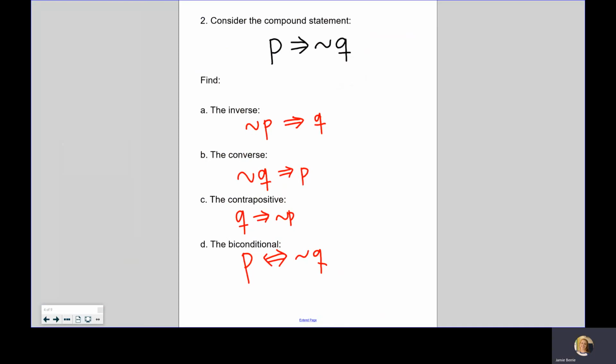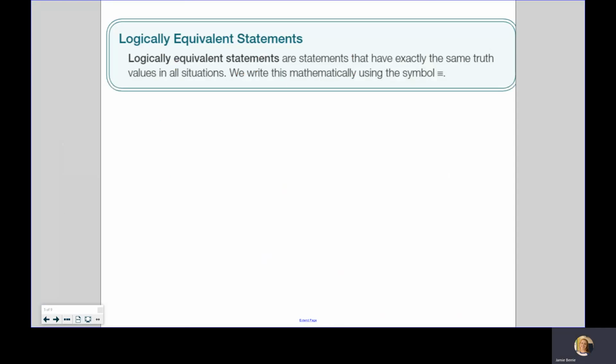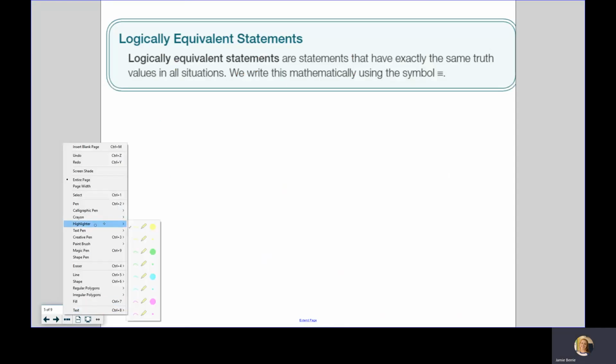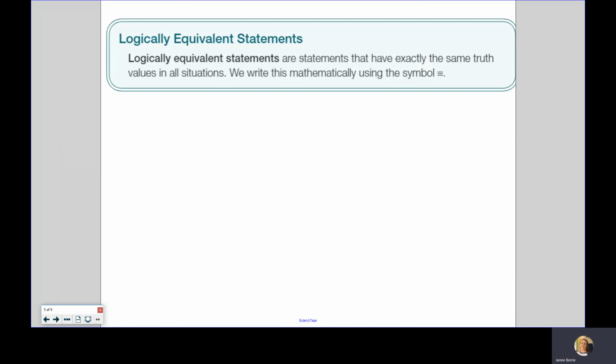All right, so the next thing we need to talk about is logically equivalent statements. This is the definition of a logically equivalent statement. It says a logically equivalent statement is two or more statements that have exactly the same truth value in all situations. So basically, if you have two statements, you fill out a truth table and their columns match up exactly, then those are logically equivalent statements.